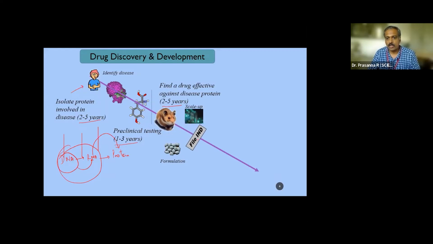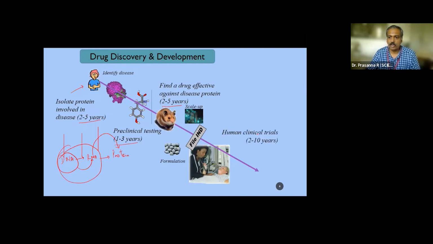So then what you do is you just file an Indian patent. Whenever you come up with a molecule, you try filing a patent. Here it can be an Indian patent or maybe a US patent, depending on the desired use of the drug.